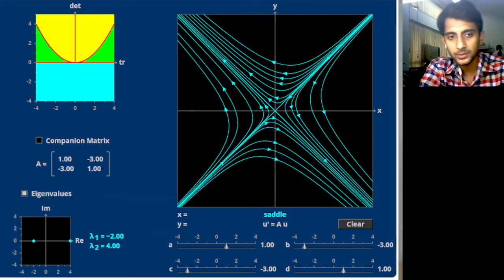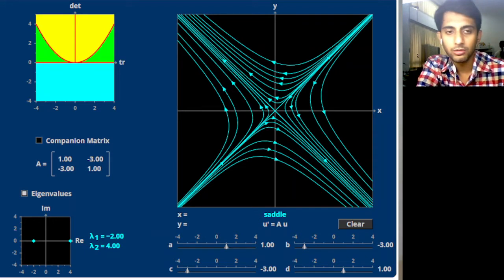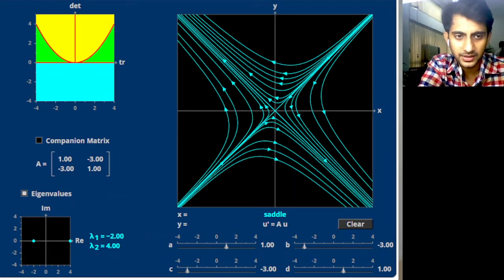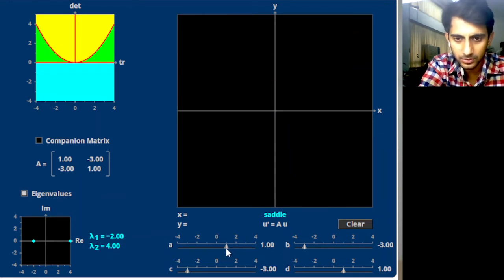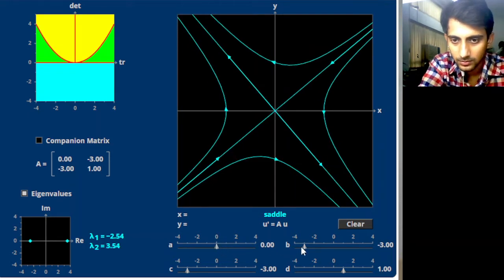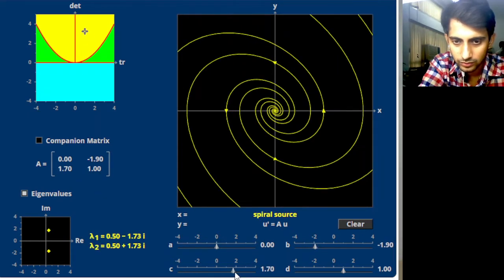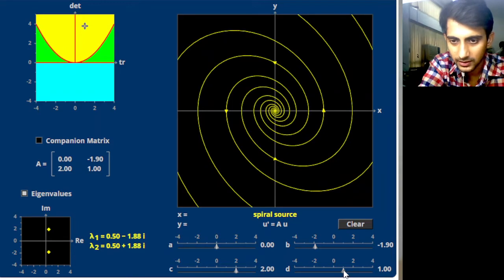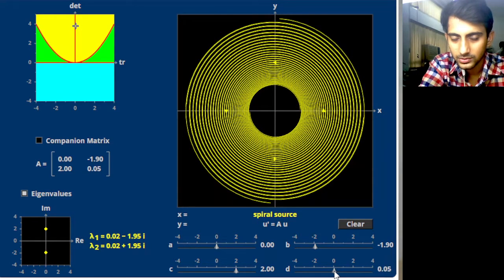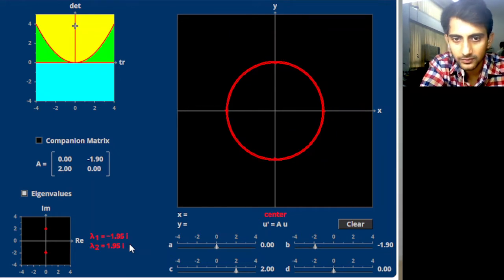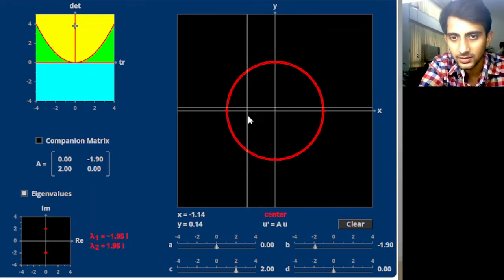Let us take another example. I will just share the link with you. You can try with your own matrix. Another matrix is 0 minus 2 2 0. Let me try that as well, because the question bank has been designed for a variety of questions. So it is 0 minus 2 2 0. You see, this is just a center, a total center.